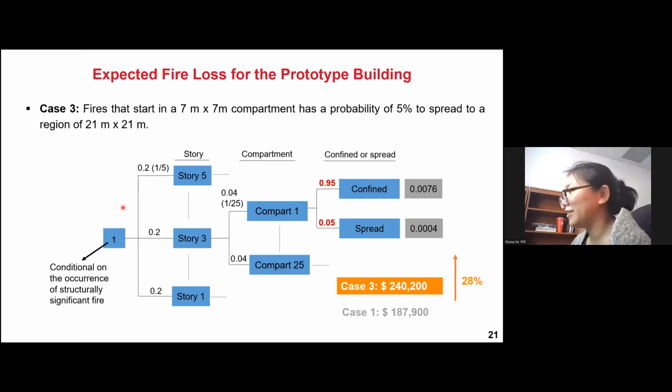In reality, the fire will spread, right? Here we assume the probability of the spread is 5%. This is a very rough estimation. So if the fire began in a 7 meter by 7 meter compartment and has such a probability to spread to a large area, what's the fire loss? Compared to the first case 1, the total fire loss increased by 28%. So this also tells us confining a fire is very important to reduce the fire loss.